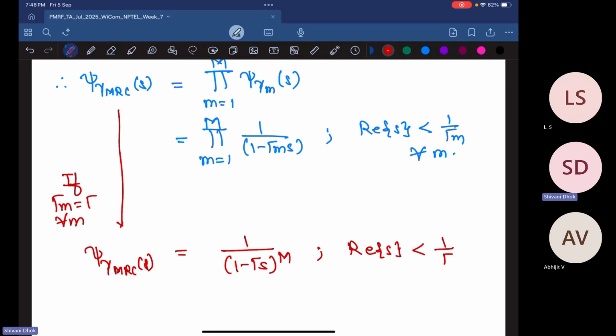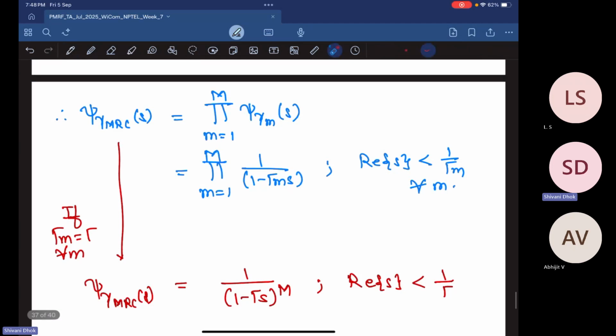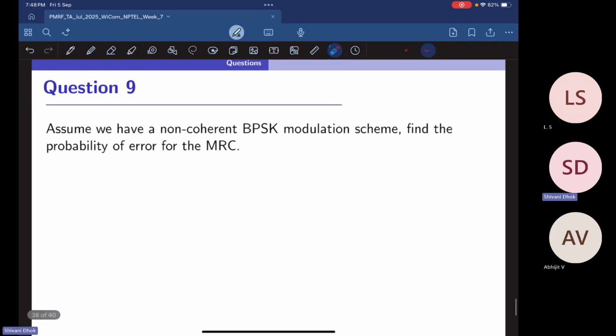Okay, if there are no questions, let me move on to the next question. Let us see how the MGF that we have derived is useful. It says that assume we have a non-coherent BPSK modulation scheme, then find the probability of error if we use that scheme in an MRC kind of situation.